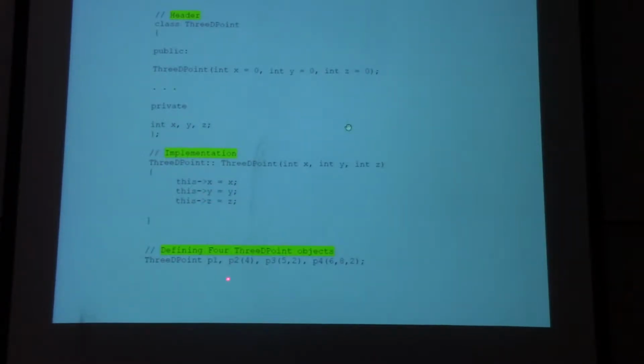Now, P2, I send an int. Now, is this 4 going in for x, or is it going in for z? What do you think? X. It goes in for x. So the values of the x, y, z for P2 will be 4, 0, 0. The value here will be 5, 2, 0, and this will be 6, 8, 2. So in a sense, by having these default parameters, I've created how many constructors in one? 4. So 4 constructors are created. It's the default constructor and 3 other constructors. That's it. And you can do this default parameter stuff for any method or any constructor in any class.